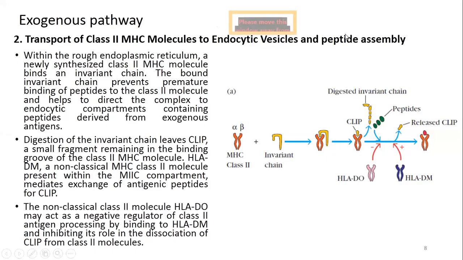In experiments, when the invariant chain was defective, the class 2 MHC molecule remained primarily in the endoplasmic reticulum, and it couldn't pass through the cis Golgi. So this is how they revealed it is important for its assembly and its transport to the endocytic compartments.